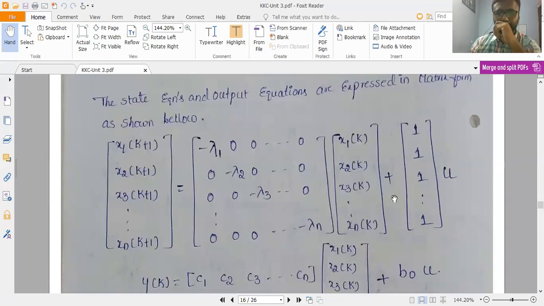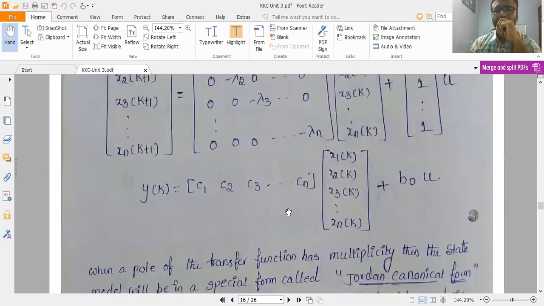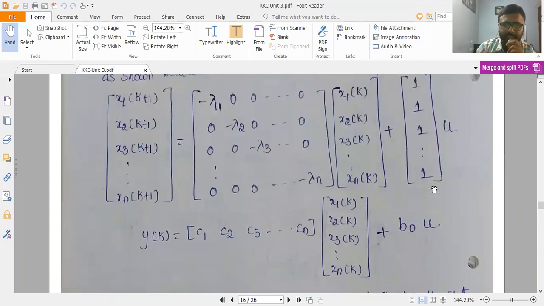So this is the input state model of this particular transfer function. And coming to the output, y of k is equal to the row matrix c1, c2, c3 and so on, multiplied with the state variables, plus b naught into u of k. So in this way we represent the canonical model for a particular transfer function. That means we frame the state model equations for this particular transfer function.